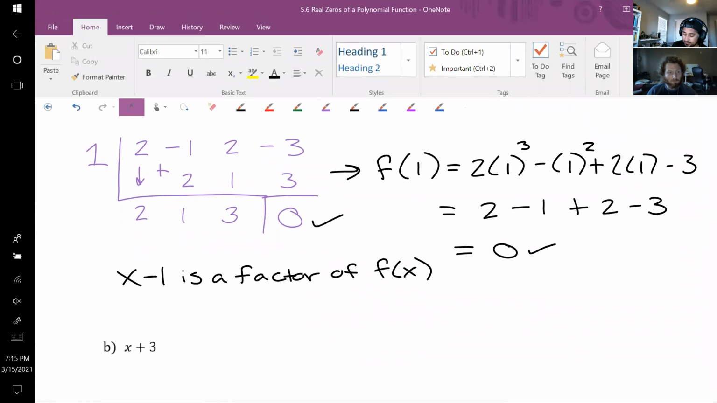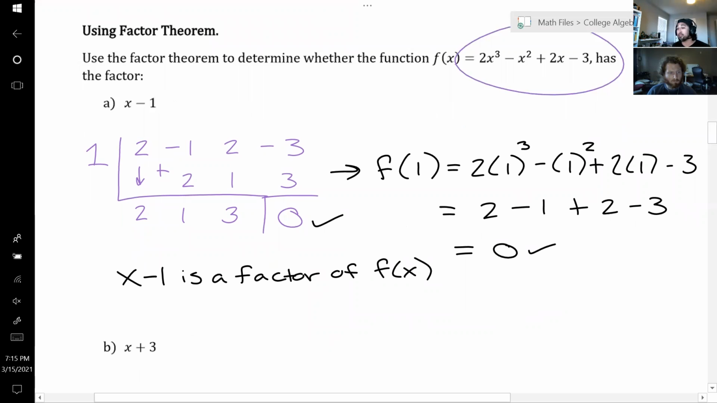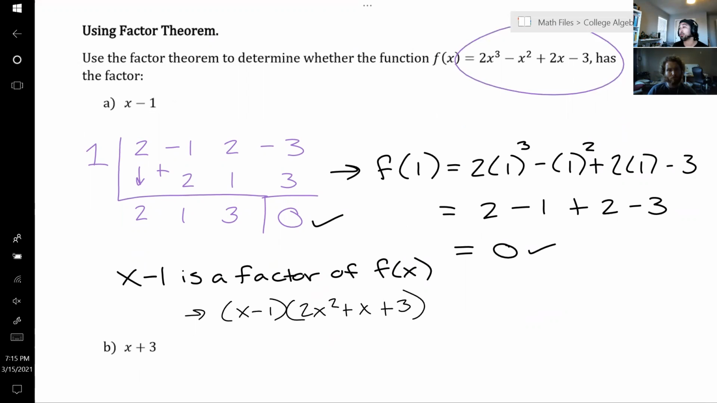Any questions on that process? Oh, and since it's a factor, we can rewrite it. If we were to rewrite it back into polynomial form, we would start off by writing the factor x minus 1, and then the broken down polynomial, the quotient of 2x squared plus x plus 3. So we broke it down by synthetic division, but again, I'm just showing you things we're going to see later on today. All we have to know now is, is it a factor or not?